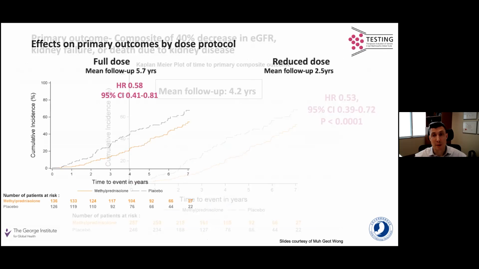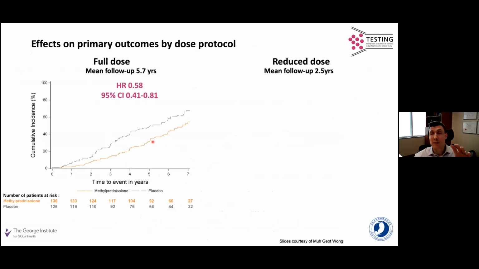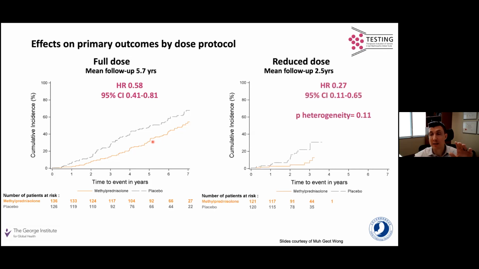However, what's more important is that this was evaluated separately in the full dose and the low dose group. So in the full dose group, again, we saw this reduction of around 50%. But in the low dose group, we saw a similar reduction that was the same as what we saw in the full dose, meaning that you could use much lower doses of steroids and achieve the same efficacy in terms of lowering the risk of kidney progression.